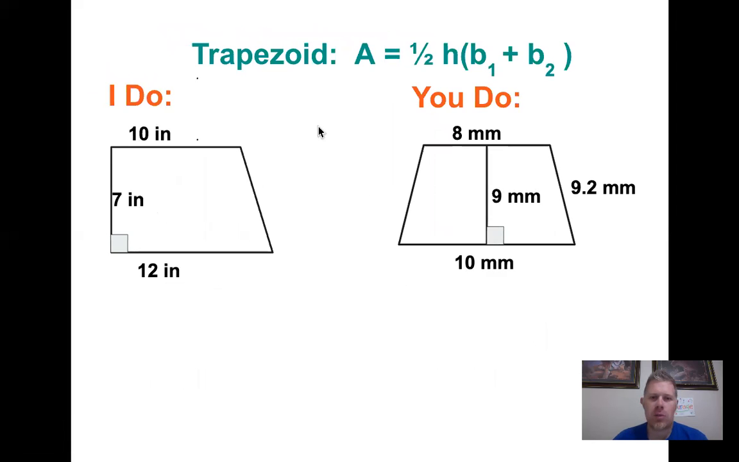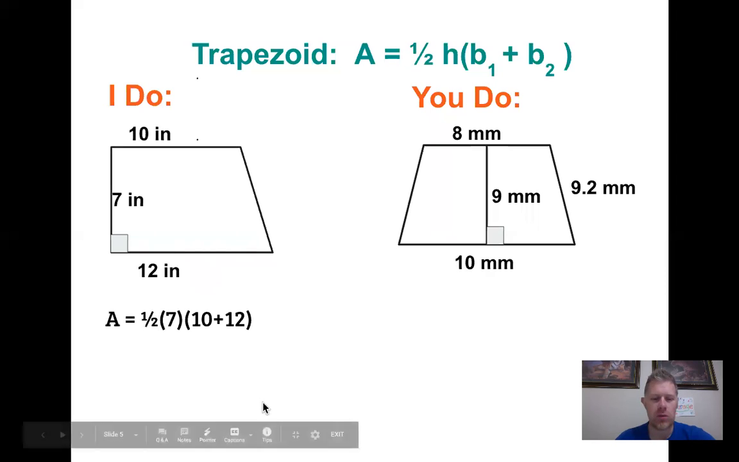Okay, now we got a trapezoid. So a trapezoid is area equals 1/2 times the height times the two bases added together. That's base 1, base 2. Now I'm going to take my area. I'll show you what I'm doing in here.